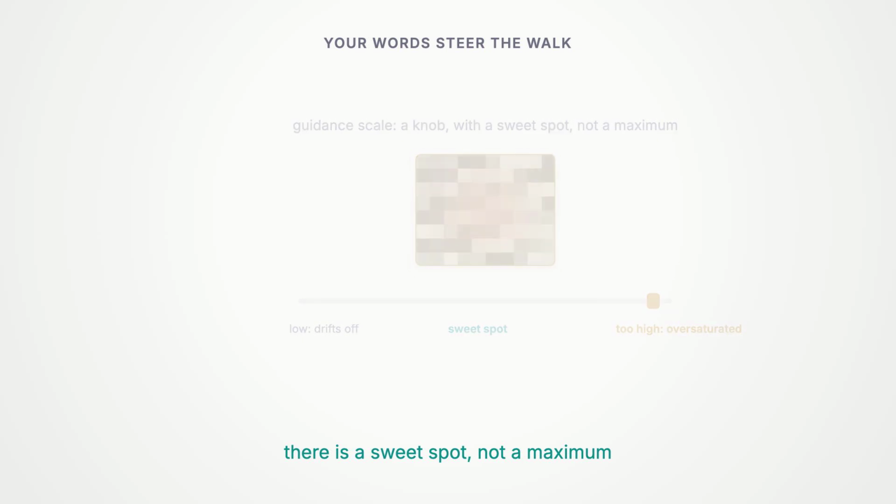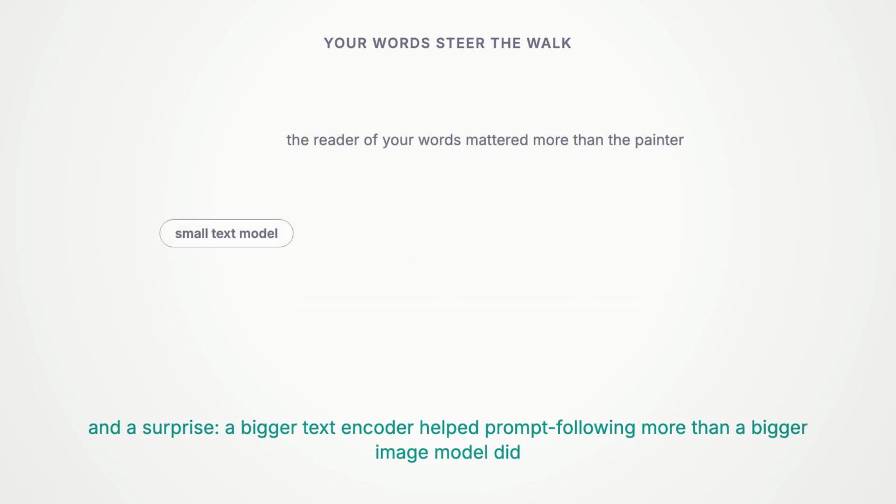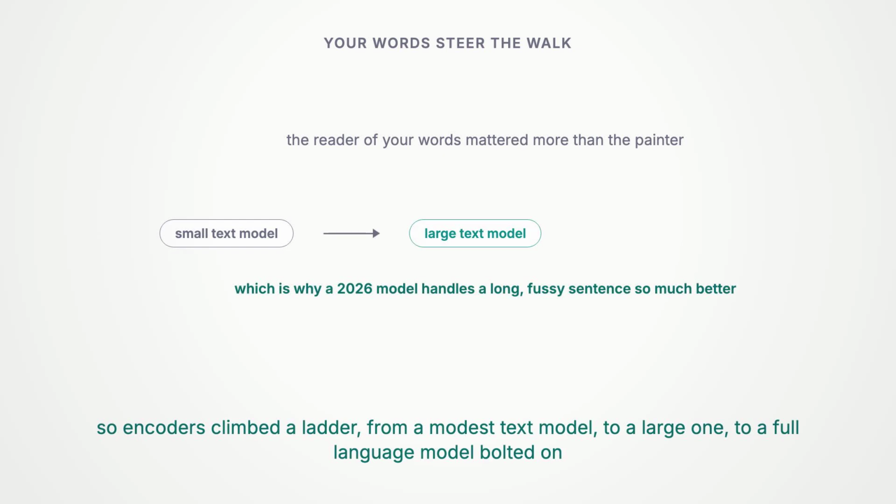And here is a fact that surprised the field. Making the text encoder bigger and better improved prompt following more than making the image generator bigger did. The reader of your words mattered more than the painter. So these encoders climbed a ladder from a modest text model to a large one, to, in some 2026 systems, a full language model bolted on just to understand the prompt. Which is much of why a 2026 model handles a long, fussy sentence so much better than the models of a few years ago.